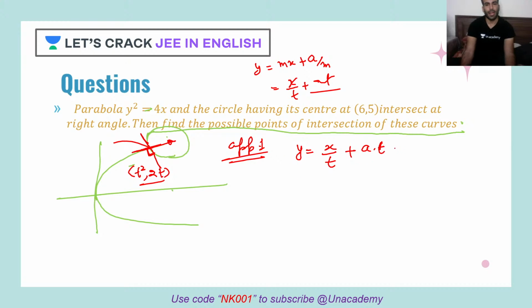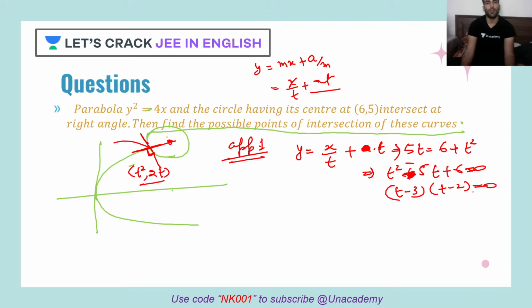So this is your equation in parametric form. a is 1 here. So this is the equation. Now this line passes through (6, 5), so this should satisfy. So 5t is equal to 6 plus t square. So I got a quadratic: t square minus 5t plus 6 is equal to 0. When I solve this, what do I get? (t minus 3)(t minus 2) is equal to 0.